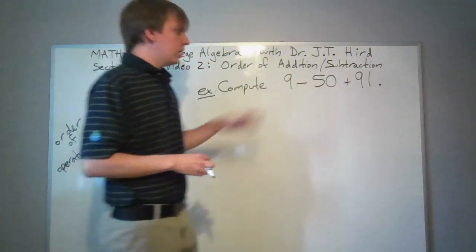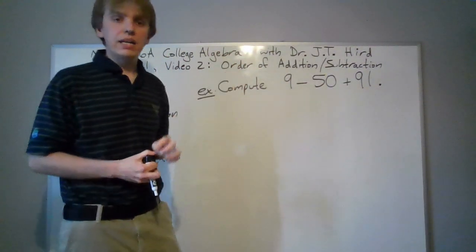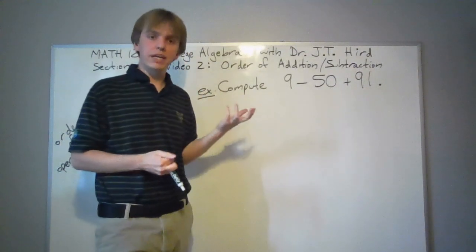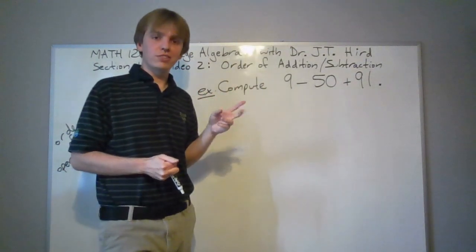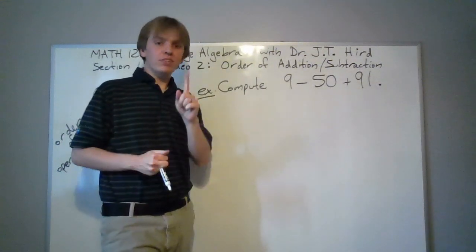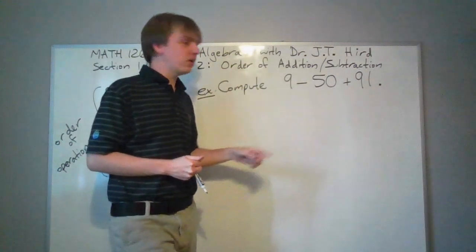So when I look at this expression, I see 9, I subtract 50, and then I add 91. You can think about this in terms of dollars. You started with $9 in your bank account. You wrote a check for $50. Shouldn't have done that. That was bad. Don't do that. But then before the check had a chance to bounce, you ran to the bank real quick and you added $91 to your account.